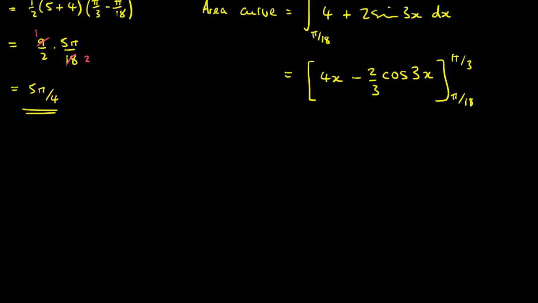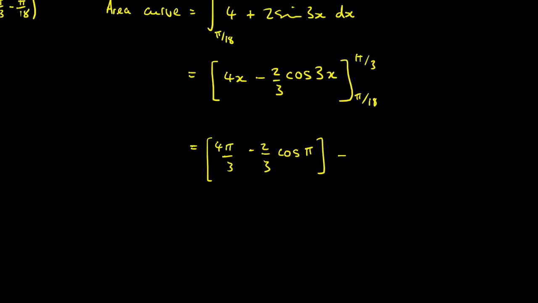So now let's substitute in, I think. So we substitute in the upper bound, so we get 4 pi upon 3 minus 2/3 of cos 3 times by pi by 3, which is going to be cos pi. And then if I substitute in the lower bound, I'm going to get 4 times by pi by 18 minus 2/3 of cos 3 times by pi by 18, which is pi by 6. So now I'm just going to very slowly, very carefully simplify all of this.